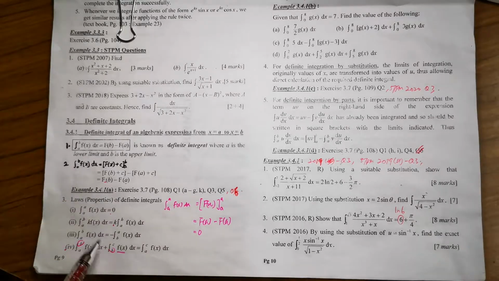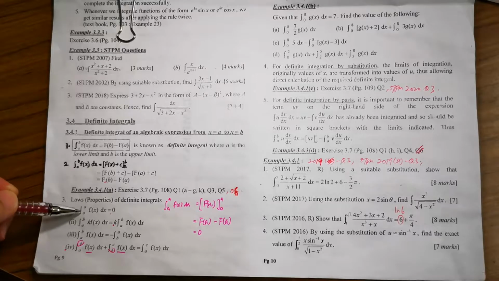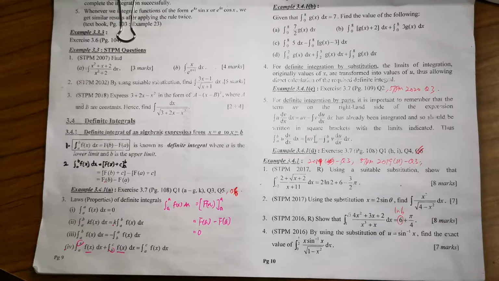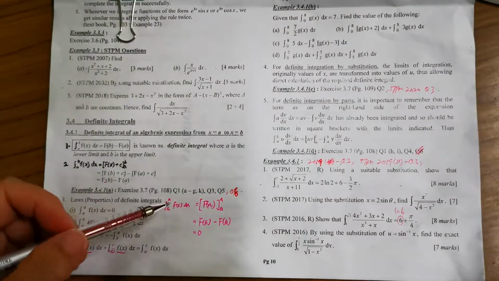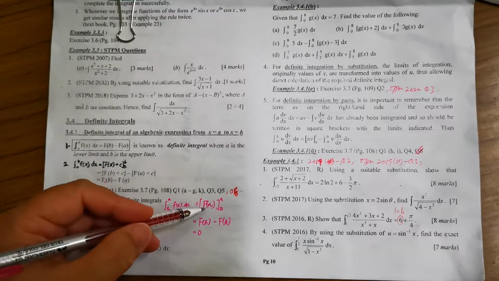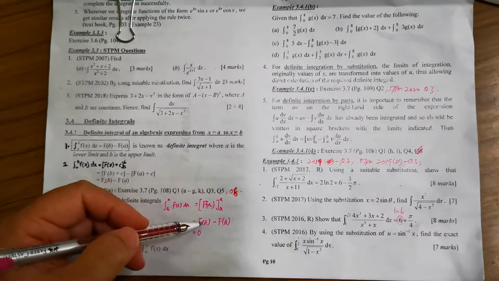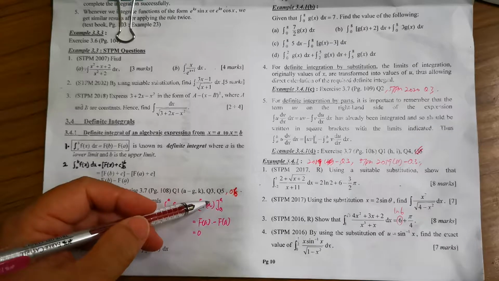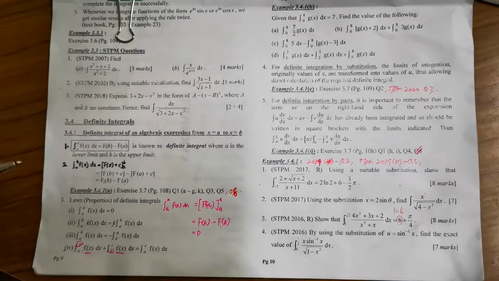The first one: when you integrate f(x) with respect to x from a to a, meaning the lower and the upper limits are the same, the answer will be 0. We can prove it here. Let's say we integrate f(x), you get capital F(x) from a to a. You sub in the upper limit, F(a), minus sub in the lower limit, also F(a). So F(a) minus F(a) is 0. It is very clear.